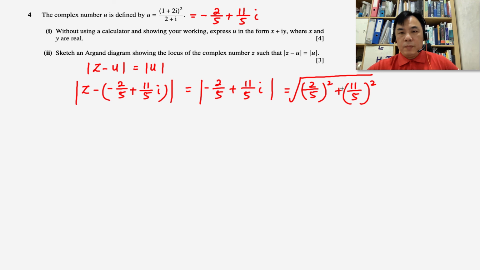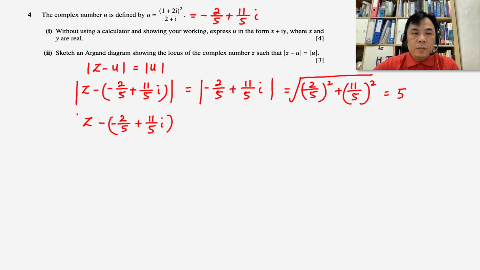That will give us 25. So after we simplify, it's 25, and therefore it's just 5. The magnitude is 5. Okay, and then we can simplify this further. That can be written as negative 2 over 5 plus 11 over 5i here, equal to 5. Now, this format represents the locus of a circle centered at this point here, and this circle has a radius of 5 units here.